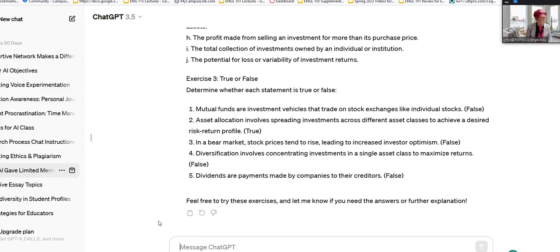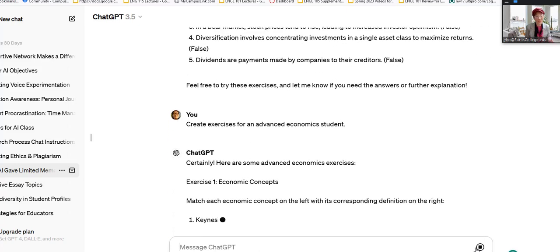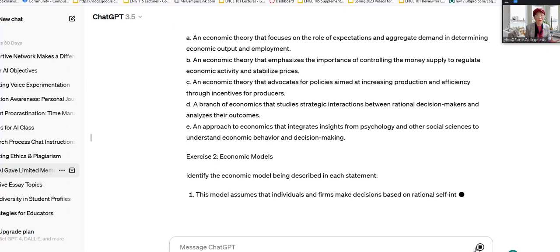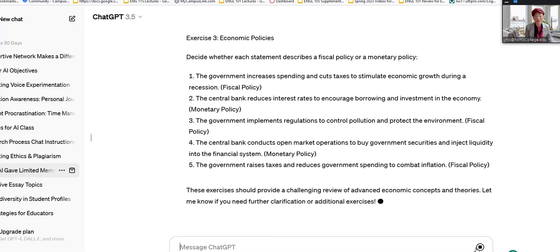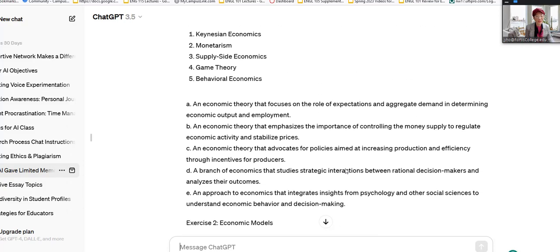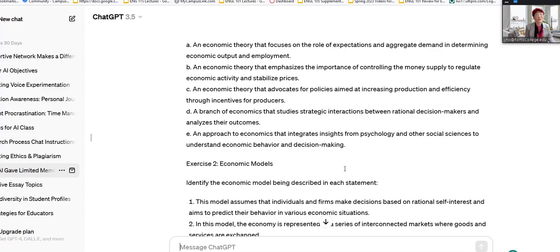So then if I wanted to create exercises for an advanced economics student, all of the current ones are for beginners like me. So let's say I create exercises for an advanced economics student. Oh, I have no idea what any of that is. Okay, my book doesn't cover all of that. See, I have no idea what Keynesian economics, monetarism, supply side economics, game theory, and all of that is. I didn't major in economics.